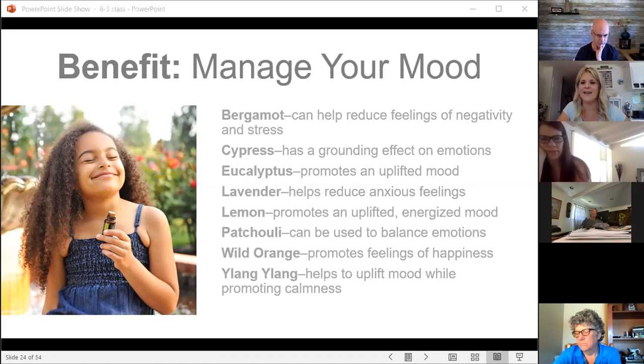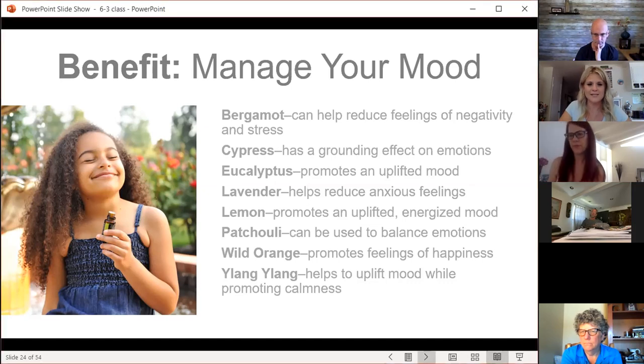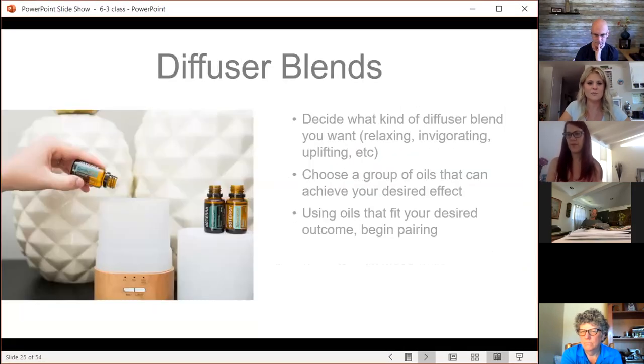And then ylang ylang helps uplift your mood, but yet calm your body. So those are some great essential oils to help manage those moods that we all have going on right now.